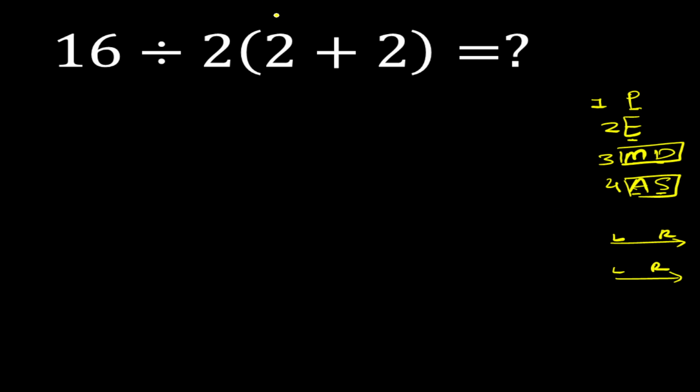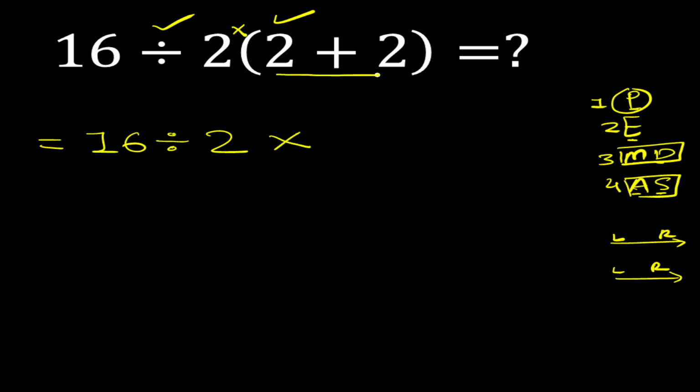So in this question, we have one parenthesis and here we have one division. So according to PEMDAS, first we have to solve the parenthesis, right? So now 16 divided by 2. Now here is multiplication, so multiply. Solve this parenthesis, 2 plus 2 is equal to 4.